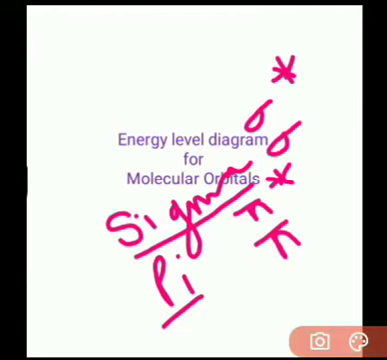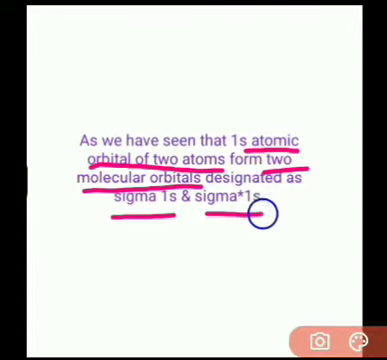Okay, now students, let us see what the energy level diagram for molecular orbitals is. So students, as we have seen, 1s atomic orbitals of two atoms form two molecular orbitals, which are designated as sigma 1s and sigma star 1s.